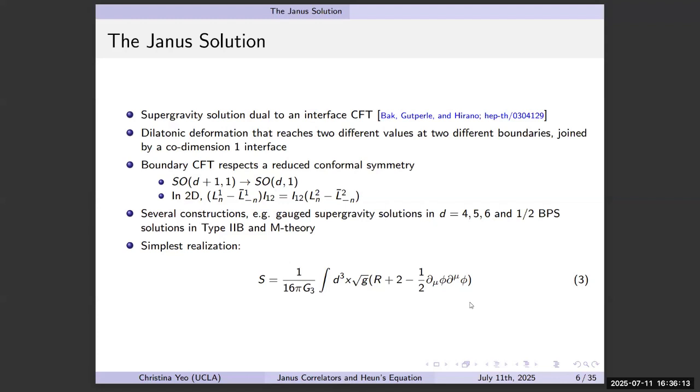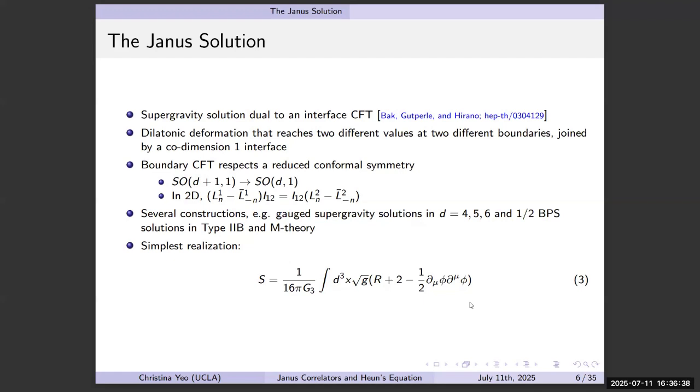And since its inception, there have been several constructions, like half-BPS supergravity solutions in several dimensions, in both type IIB and M theory. Today, I'm just going to look at Einstein gravity coupled to this dilaton in 3D in Euclidean signature, which is a very simple construction, but we can still look at lots of interesting things there.